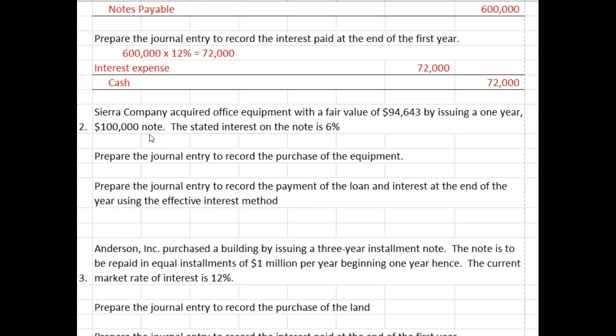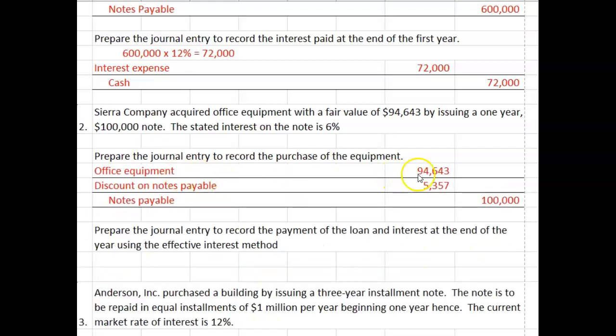But before we get to that part, let's prepare the journal entry to record the purchase of the equipment. We need to debit office equipment for the fair value of the equipment, $94,643. We need to credit notes payable for the $100,000, and the difference between the two is a debit to discount on notes payable, $5,357.